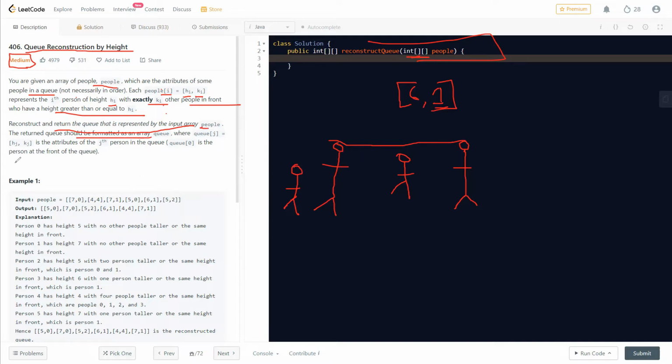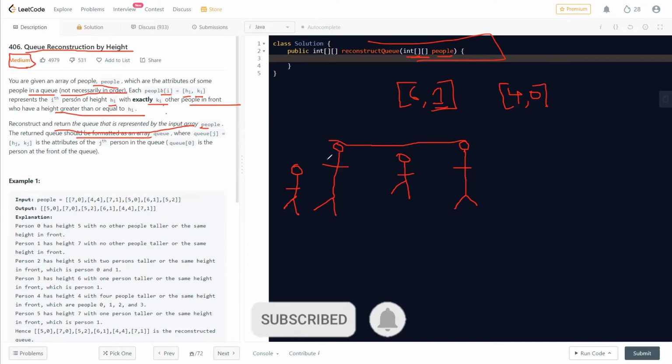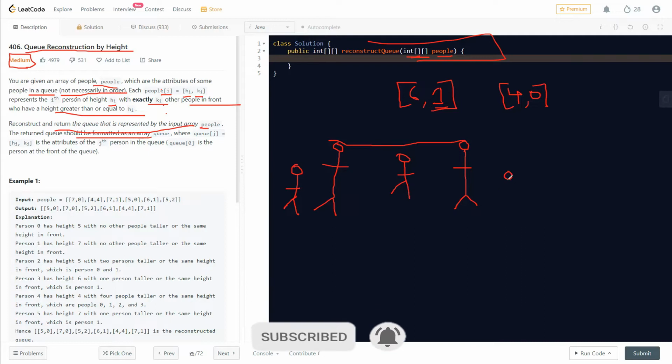Reconstruct in the sense that, look here, these are not necessarily in order. That is the point we have over here. If we have a smaller person, say a person called [4, 0], that means there's no other person of height greater than or equal to 4 before them. And out of this people array that we are given, it may happen that after all these people, this [4, 0] is standing over here.